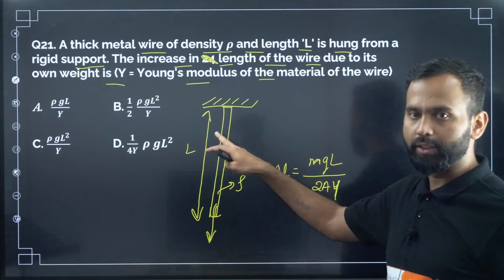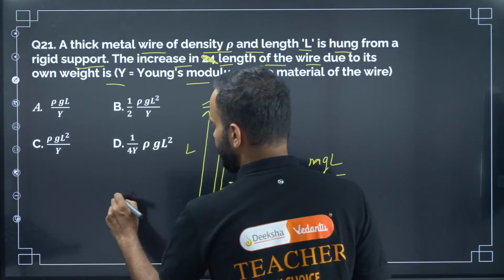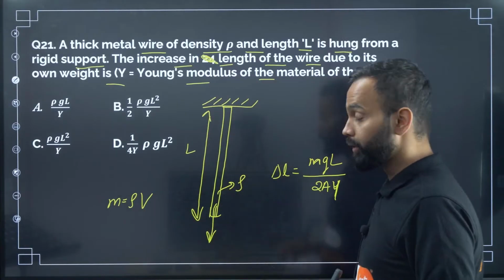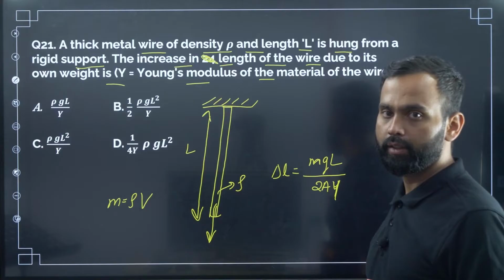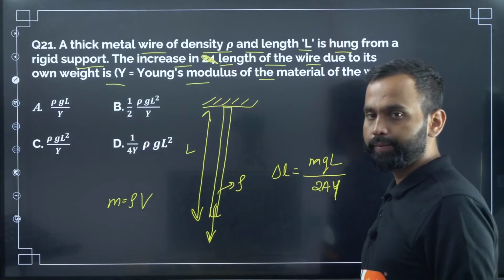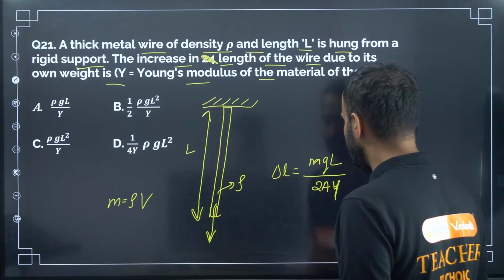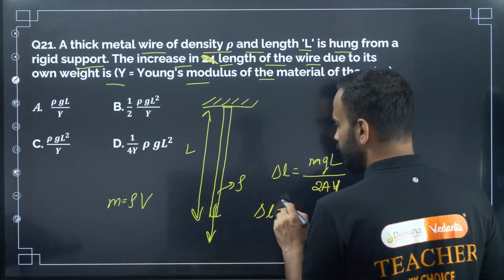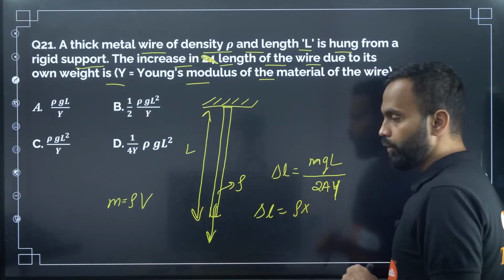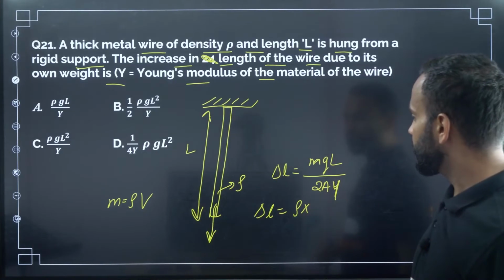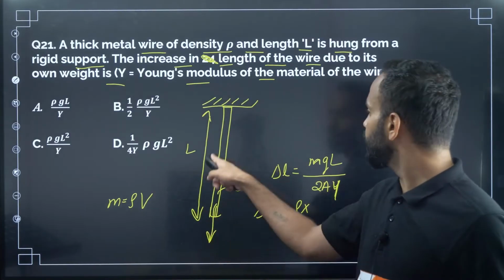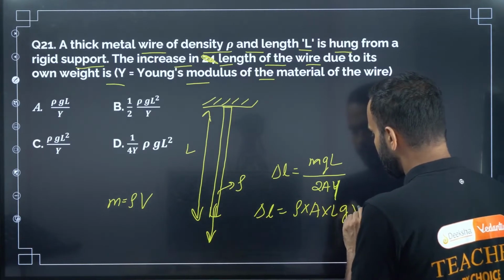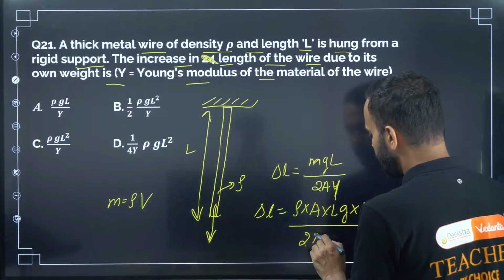So what is m? m is the mass of the wire. Mass of the wire, m, equals density of the wire into volume of the wire. Mass equals density into volume. So the increase in length of the wire due to its own weight is: mass of the wire is density into volume. The volume of the wire is area of cross section into length L. So, area of cross section into length L into g into L divided by 2AY.